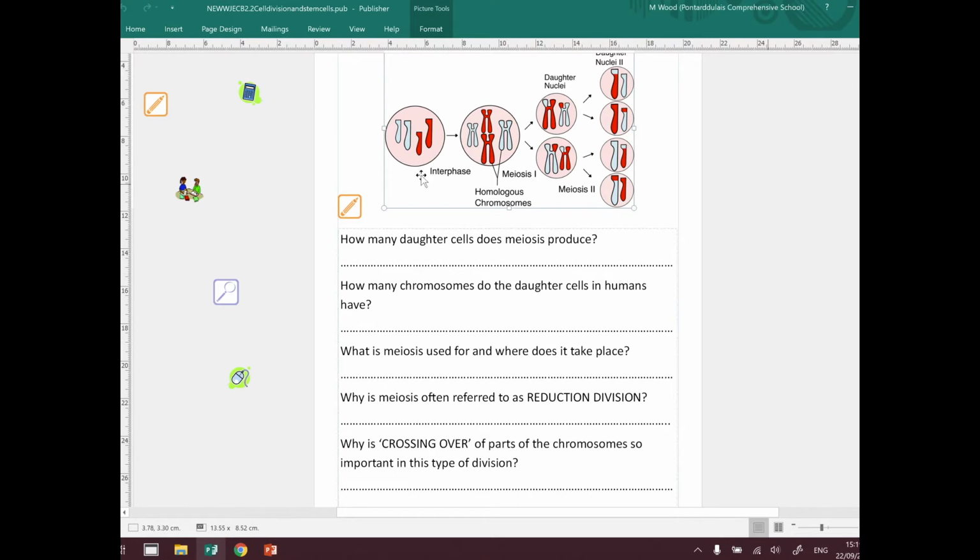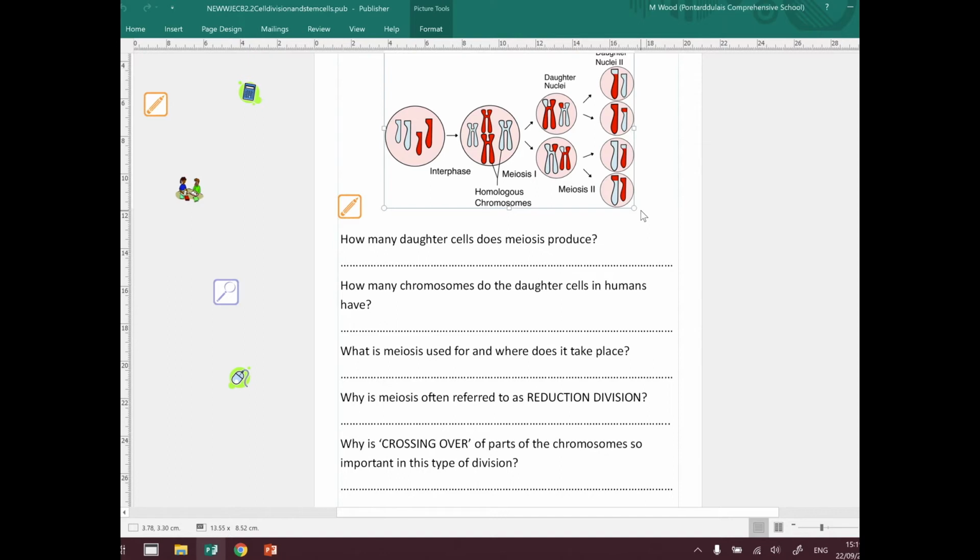So if this parent cell here was in a male, this would be in the testes, and these daughter cells would be sperm. If this parent cell was in the ovaries, then these daughter cells would be ovules or eggs. Meiosis, therefore, is used to create the sex cells or gametes. That's a key word for sex cell.